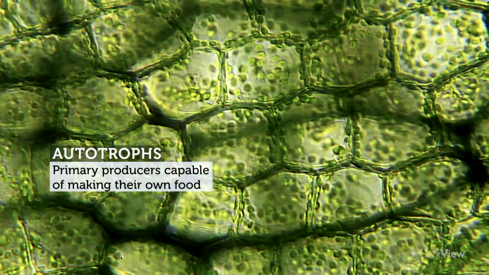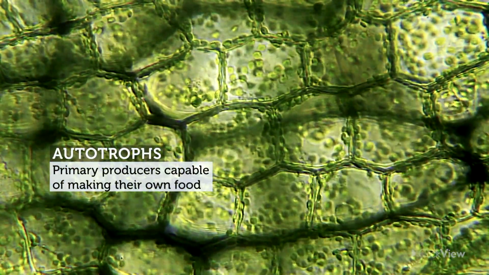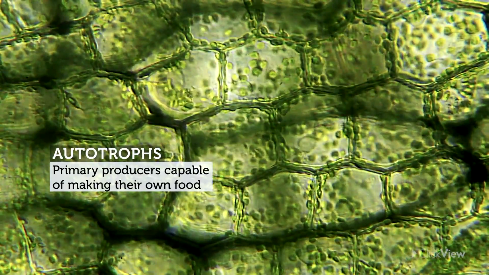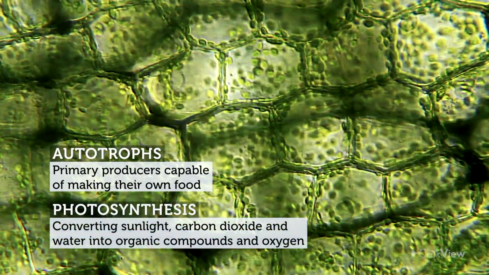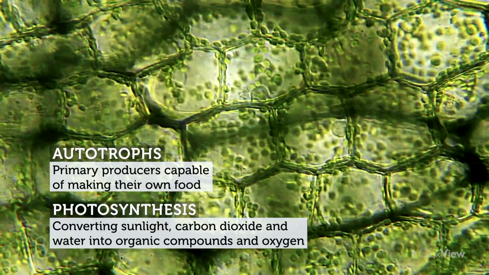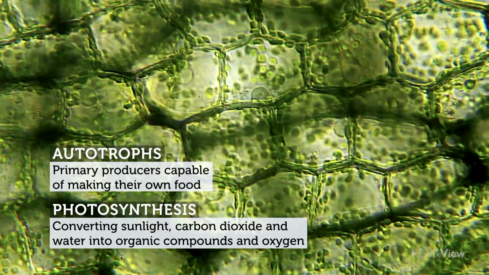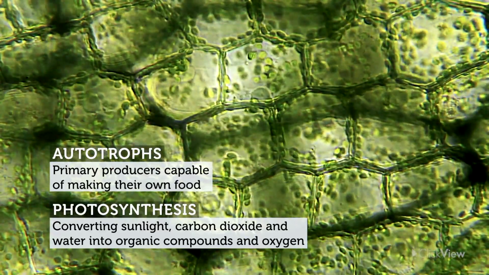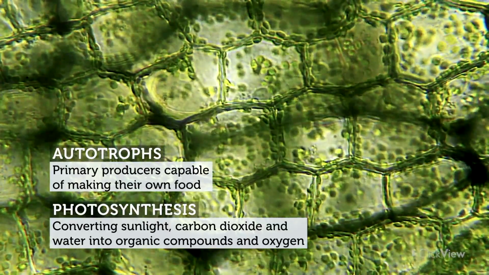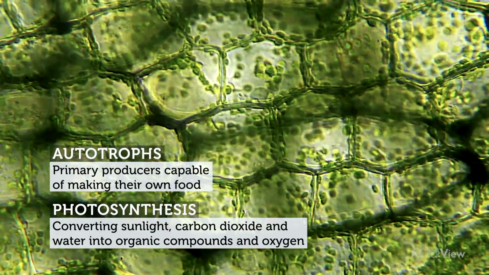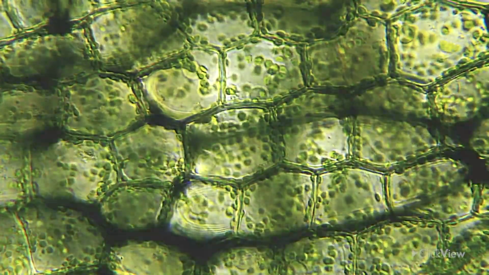Plants are autotrophs, or primary producers. This means they are able to make their own food by photosynthesizing, or converting sunlight, carbon dioxide, and water into organic compounds and oxygen. This process forms the basis of all food webs. The energy for photosynthesis comes from the sun.